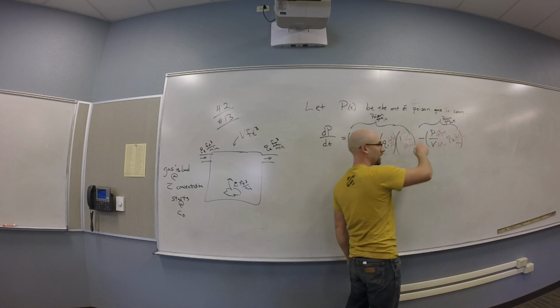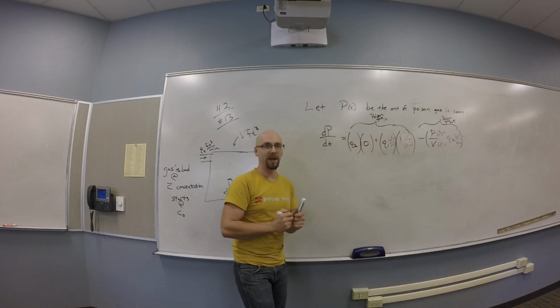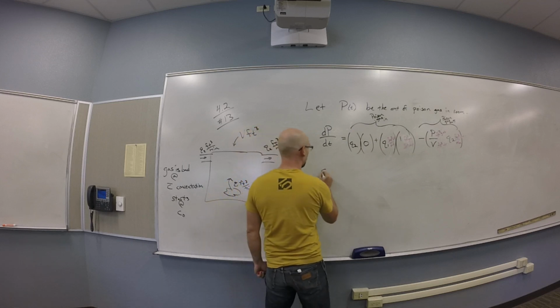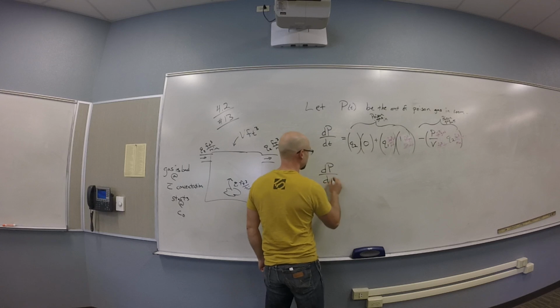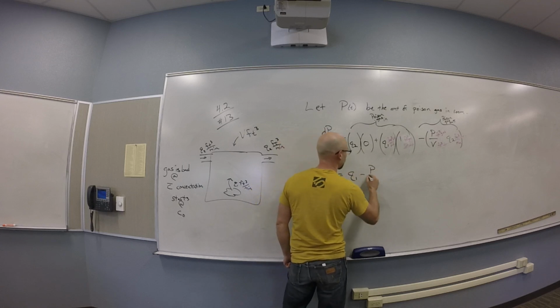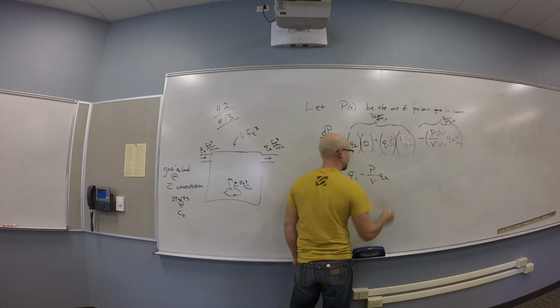So the mix is canceling. Again, that's cubic feet of gas per minute. So all told here without units, I have that dP/dt is Q1 minus P over V Q2.